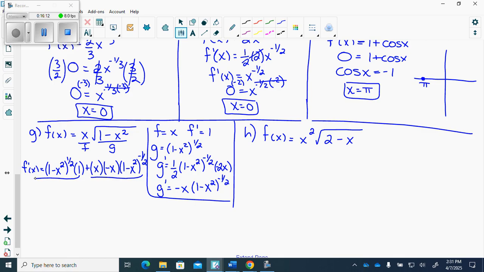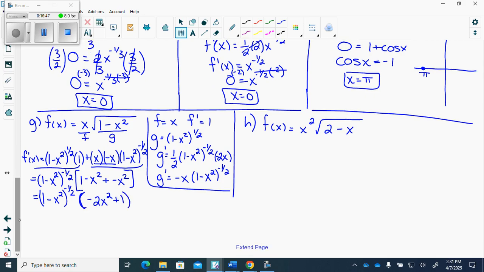So what can we take out of these two? 1 minus x squared to the negative half. And when I do that, out of a half, take out a negative half, I get 1. So I get 1 minus x squared. And then plus negative x squared. These two together. And then that's gone. So I get 1 minus x squared to the negative half. And then here I get negative 2x squared plus 1. All right, let's see what we get.